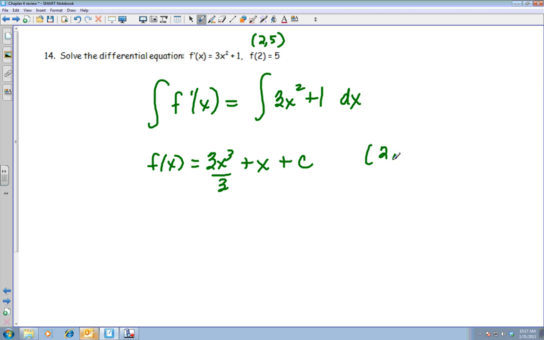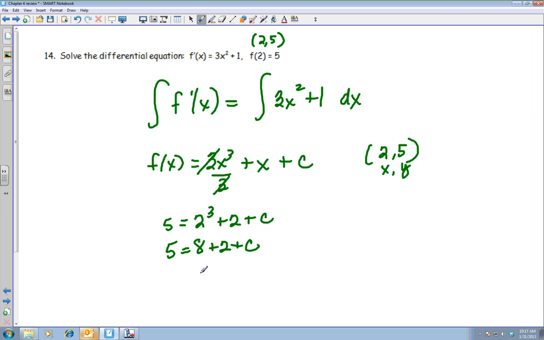So now I'm going to plug this ordered pair in, 2, 5, so I can solve for c. So remember, here's my x, here's my y. F of x takes the place of my y, so my 5 goes here. You see my 3's are going to cancel. I'm going to plug 2 in, 2 cubed plus 2 plus c. So 5 equals 8 plus 2 plus c. So c is going to equal, this is 10, subtract 10, so c is negative 5. And I'm going to take that and plug it into this equation. So my answer is f of x equals x cubed plus x minus 5.